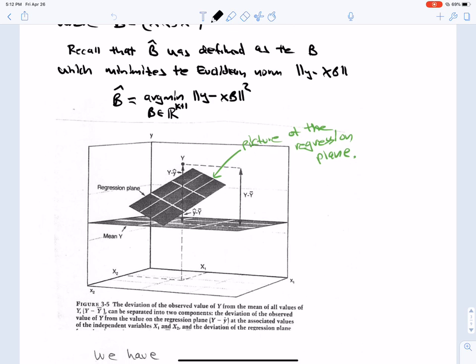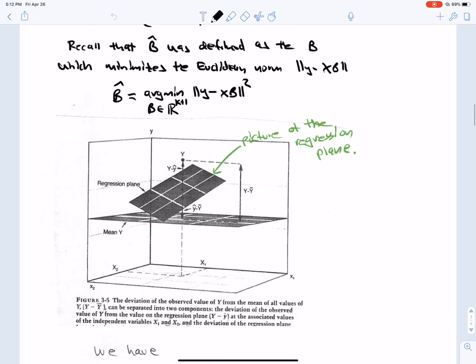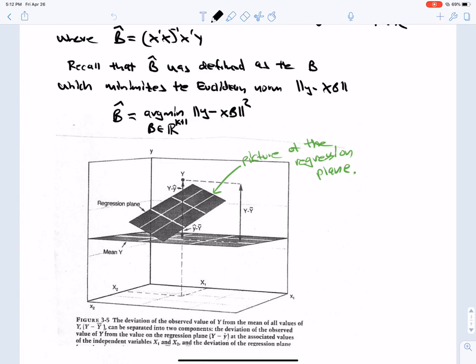Okay, so here is the picture of the regression plane. Say if we have two predictors, x1 and x2, then our regression line becomes a plane. The mean of y is now a plane. And this picture shows the distances, the residual, the model distance, as well as the total distance, just as before.